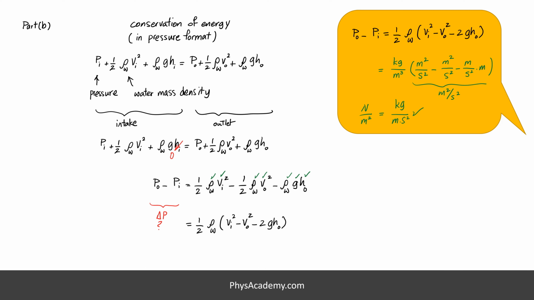Now that we can trust our equation, let's plug the values in and find the final pressure difference. It turns out the pressure difference is about 1.7 megapascal.